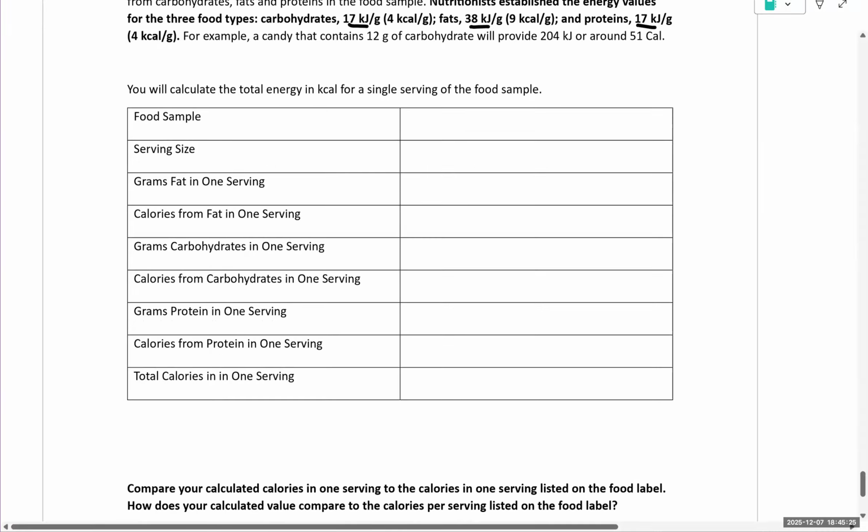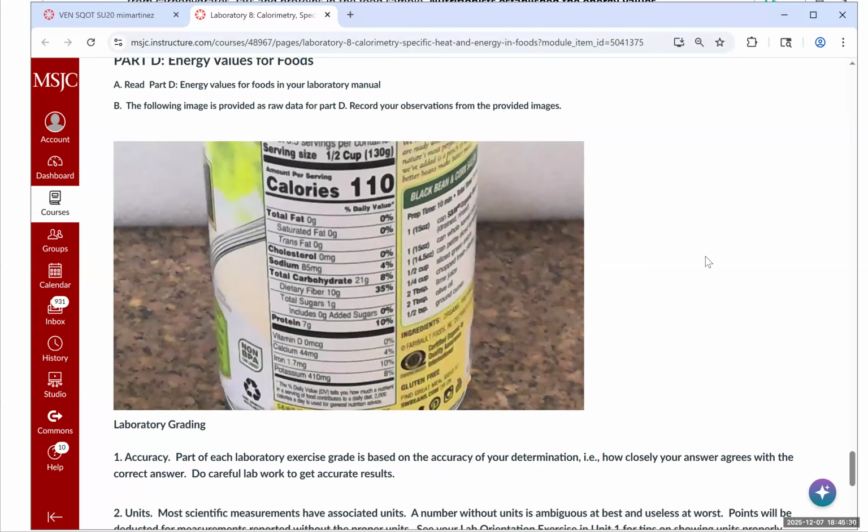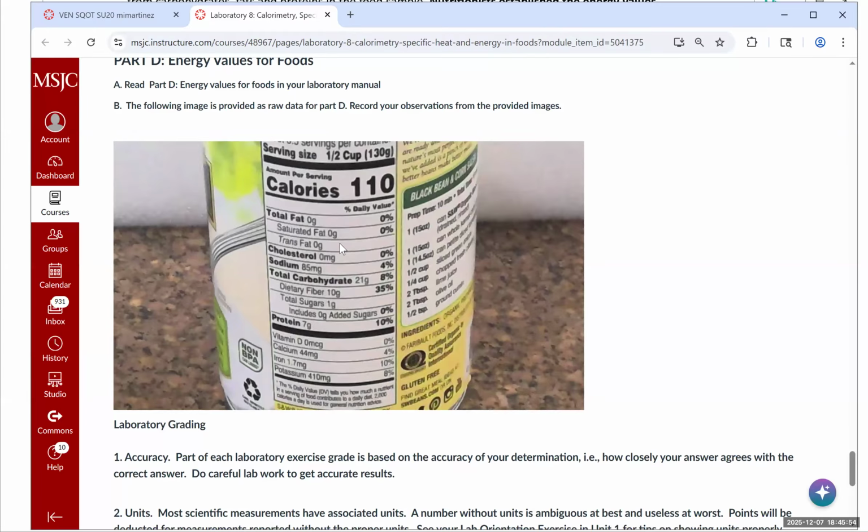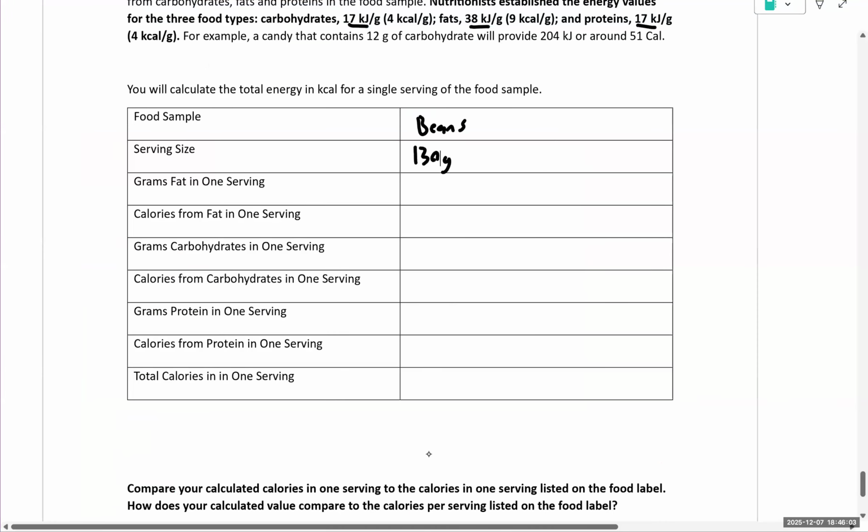So let's view the photo in Canvas and let's do some calculations. So here's the photo. This is, I believe, a can of beans. And let's take a look at the contents. So this is a sample of beans. Its serving size is 130 grams. The grams of fat in one serving, I see 0. Protein, I see 7 grams of protein, and carbohydrates are 21 grams. So let's note that.